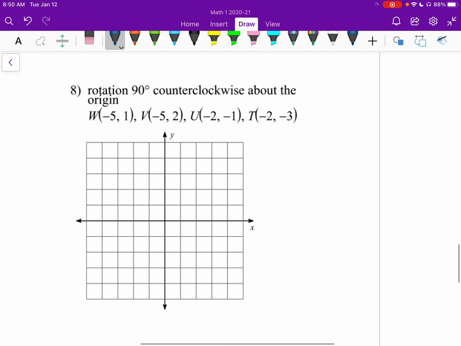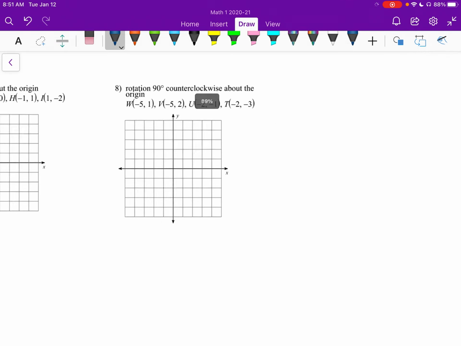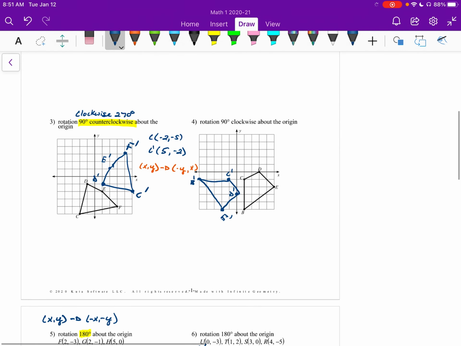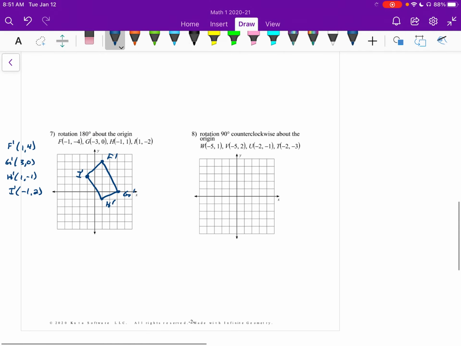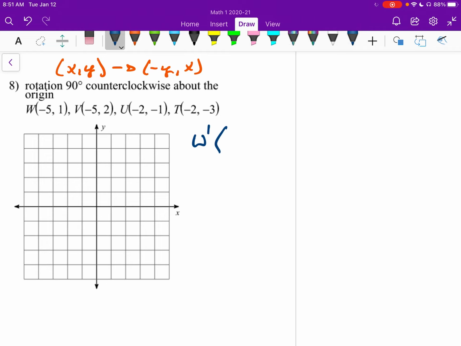Lastly, number 8, rotating 90 degrees counterclockwise. So let's use our formula again. Let's look back up here at what our formula is. It's like in number 3, so we have xy going to negative y, x. So I have xy going to negative y, x. So W prime will be, well, the x just goes in the y spot, so I know this will be a negative 5, and then negative y will be a negative 1 right there.